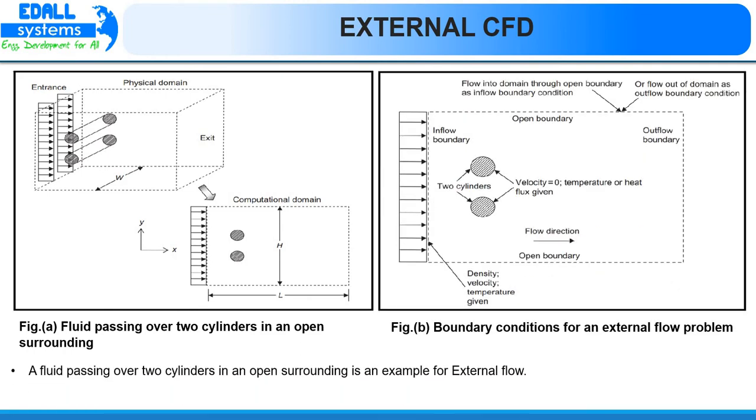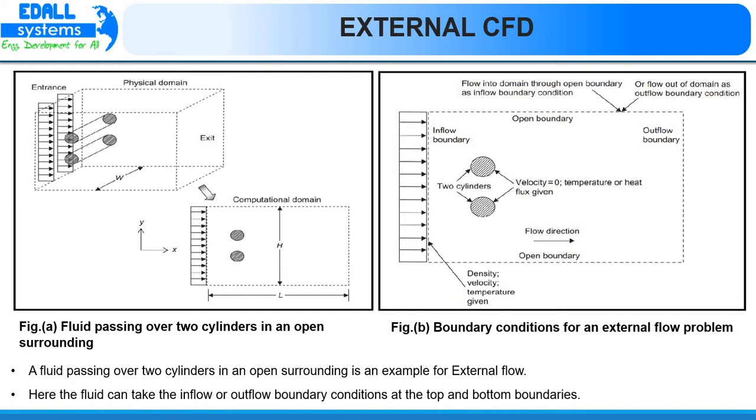Fluid flowing over two cylinders in an open surrounding, as shown in figure A, is an example of external flow. In external CFD analysis, the fluid is initialized with inlet and outlet boundary conditions at the top and bottom boundaries of the domain, as shown in figure B.